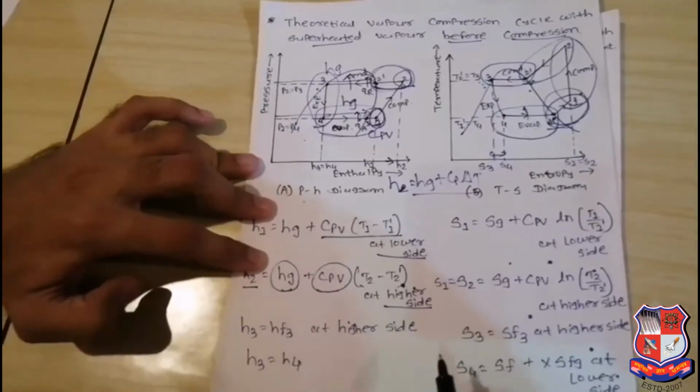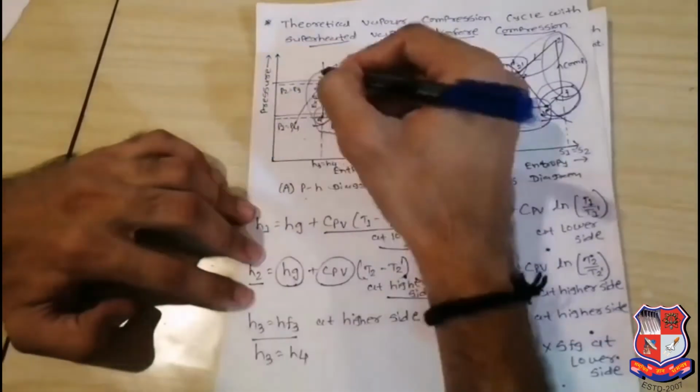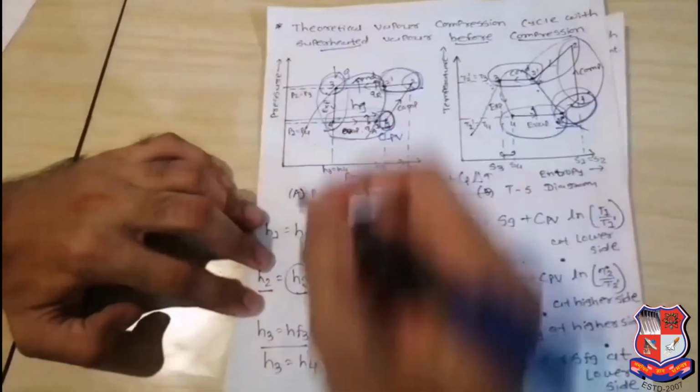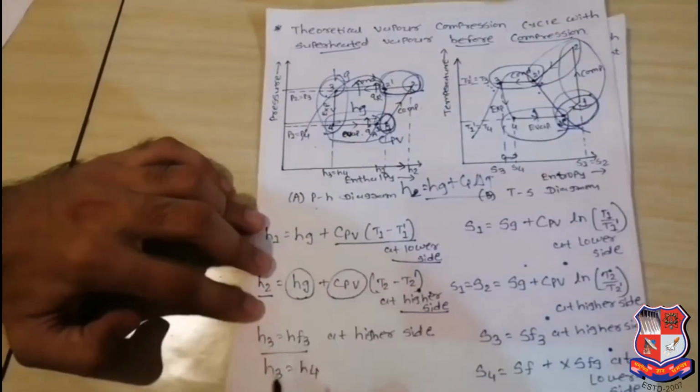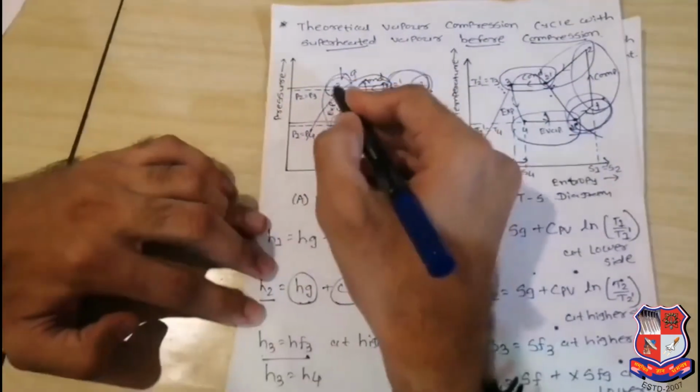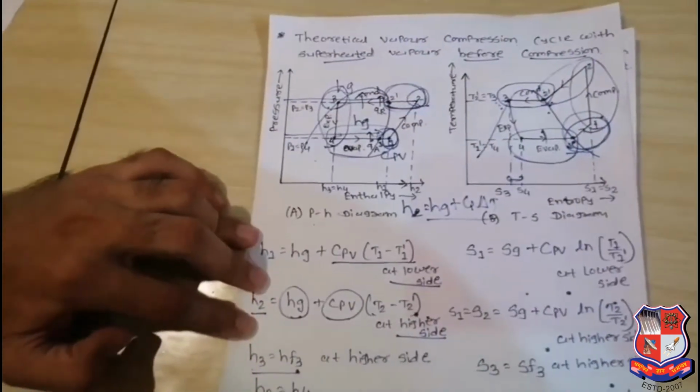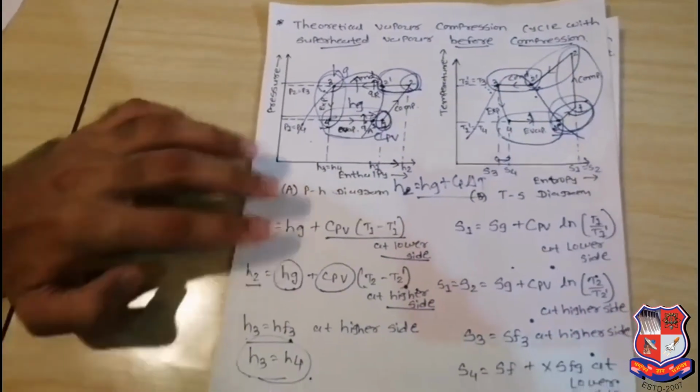Then H3 is on the saturation curve. So on the saturation curve we can directly find it out for the liquid. H3 is equal to HF3, and H3 is equal to H4. So we can directly take it as a throttling process. Now the entropy side will be considered.